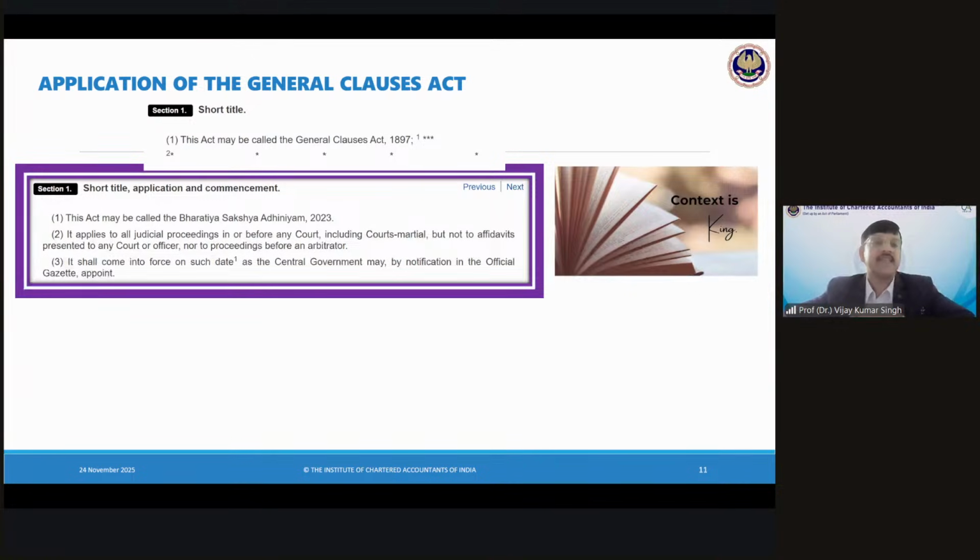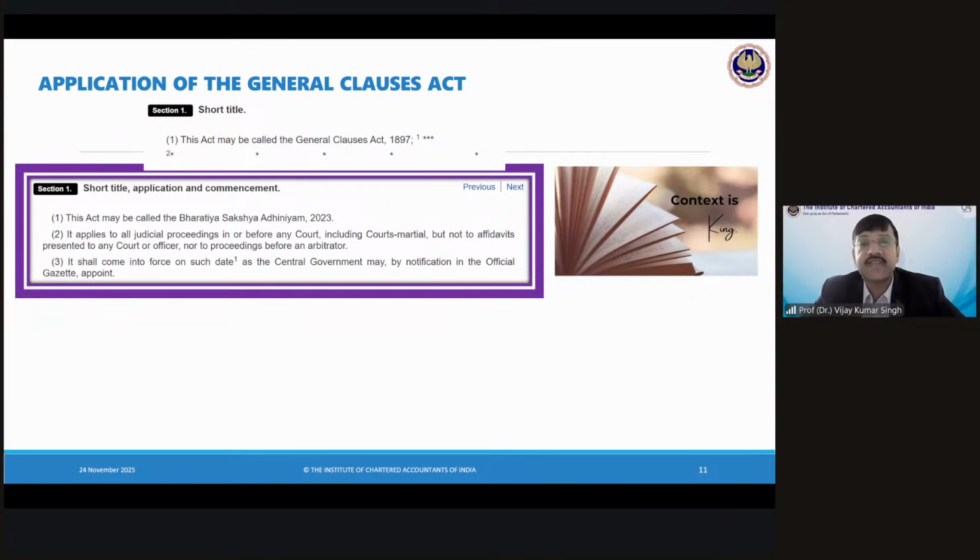It says the Act may be called the Bharatiya Sakshya Adhiniyam, and it applies to all judicial proceedings in or before any court, including court martial, but not to affidavits presented to the court or officer, and not to proceedings before an arbitrator. This is an exclusion under the Bharatiya Sakshya Adhiniyam, that is, the Indian Evidence Act. It shall come into force on such date as the central government appoints. So this is an example of short title, application and commencement.